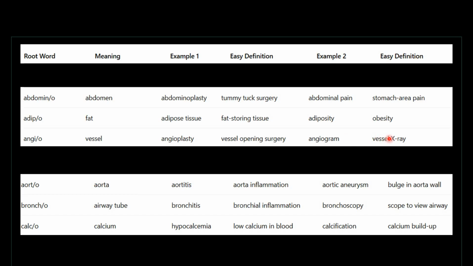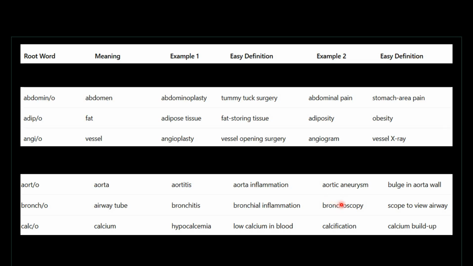Now we will move to the next part, aort or aorto, which denotes aorta. For example, aortitis. Aortitis means aorta inflammation. Likewise, we have aorto.